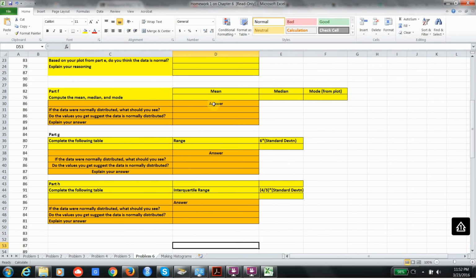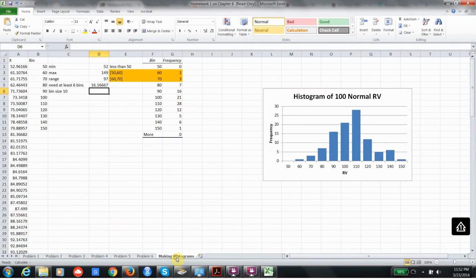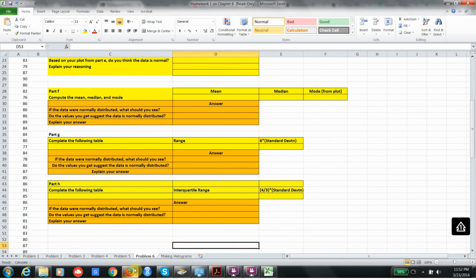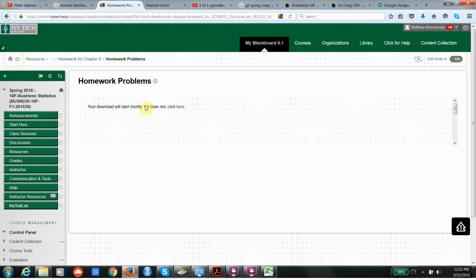Okay, and problem 6 is the one that's a little complicated. Okay, so let me explain this. I'm asking you to make a histogram and then compute some of the theoretical values that you're going to compare to what's expected from a normal distribution. Okay, now let me explain very carefully. This is a sample problem that I did. Okay, this is not the homework, but this is a problem that I did on my own to show you how to do problem 6, and I made a video.